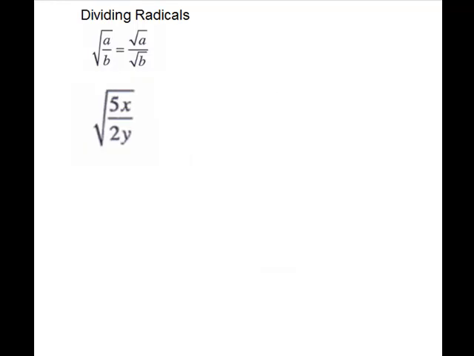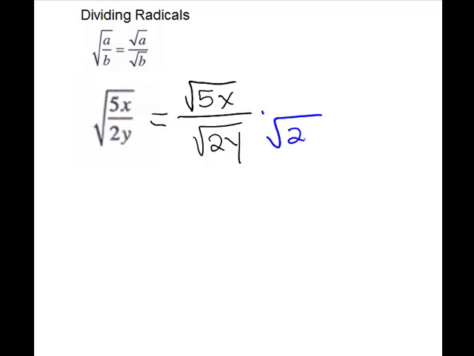A couple more problems left. For this one, right now it's all under one radical. There's nothing underneath to simplify. So go ahead and break it into 2 radicals with the numerator and with the denominator. Neither one of these has any squares inside, so we're ready to rationalize the denominator. We need to multiply by square root of 2y. Do the same to the numerator.